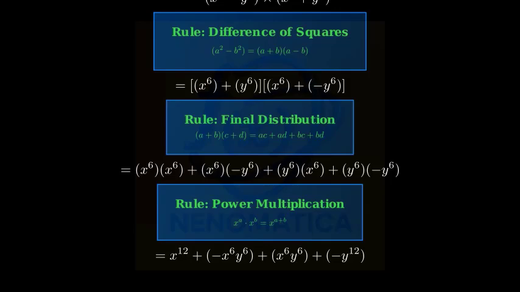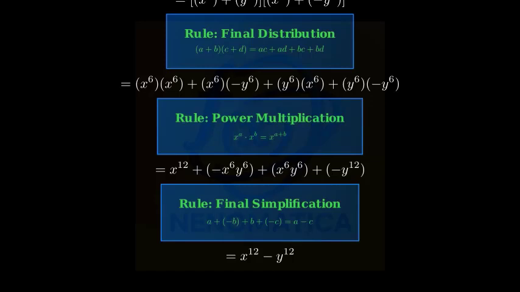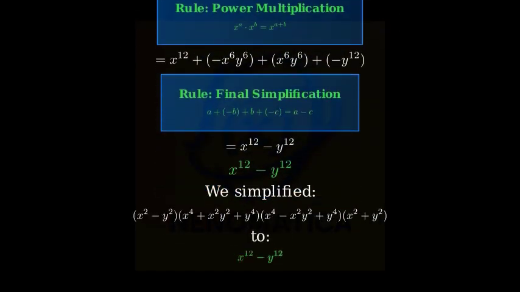Now, let's combine like terms in our final expression. Negative x to the sixth y to the sixth plus x to the sixth y to the sixth gives us 0. So we're left with x to the 12th minus y to the 12th. Therefore, our final answer is x to the 12th minus y to the 12th. This is the simplified form of our original expression.